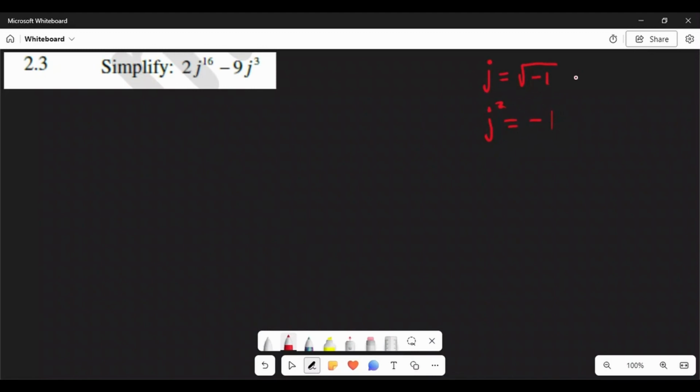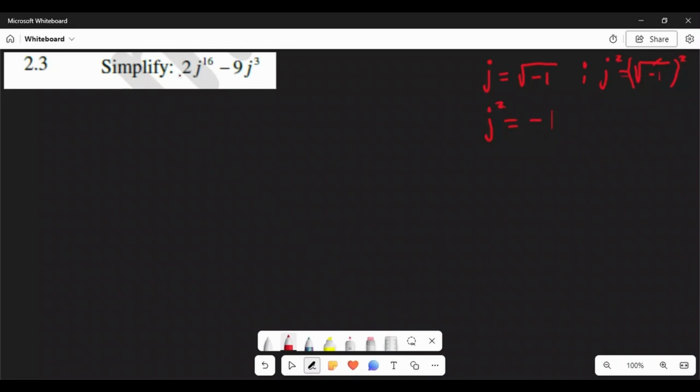Look, if you decide to square this, let me just do it this side. If you decide to square this j, you must also square this root -1. So root -1, when you square it like that, remember the square root and the square, they will give you 1. So you're going to be left with -1. So basically this is where this is coming from, right? I hope you can see there, though the space is so little. Okay, so j squared is the same as -1.